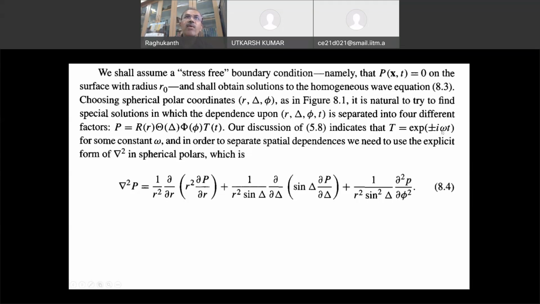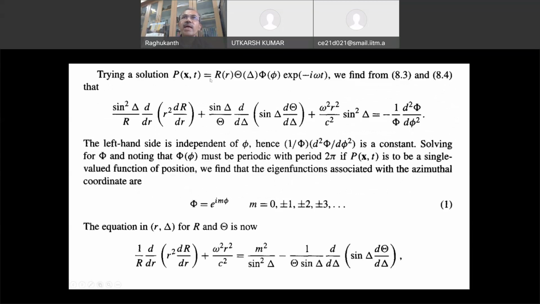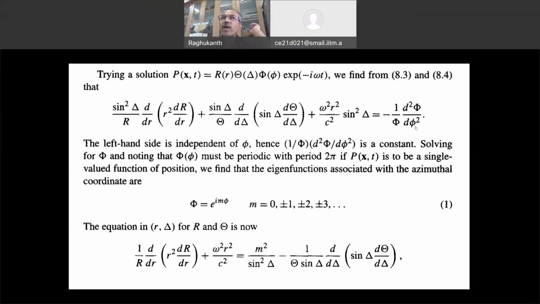Then automatically we will get these types of equations, that is sine square theta d by dr of r square, and then we have to do some algebra. If you separate all those terms, all the derivatives with respect to r, then theta, then we have omega square r square sine square theta, equal to 1 by Phi d square Phi by d phi square. So on the left-hand side you have derivatives with respect to r and theta. On the right-hand side, you have derivatives with respect to phi itself.